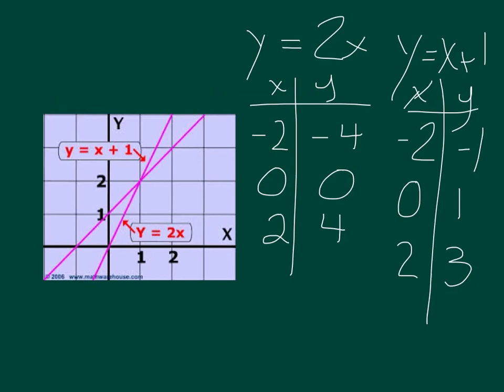However, in the instance of y equals x plus 1, there is no constant k that I can multiply x by to get y. There is no one factor that I can use to multiply negative 2 and get negative 1, 0 and get positive 1, and 2 and get positive 3. So y equals 2x is a direct variation. y equals x plus 1 is not.